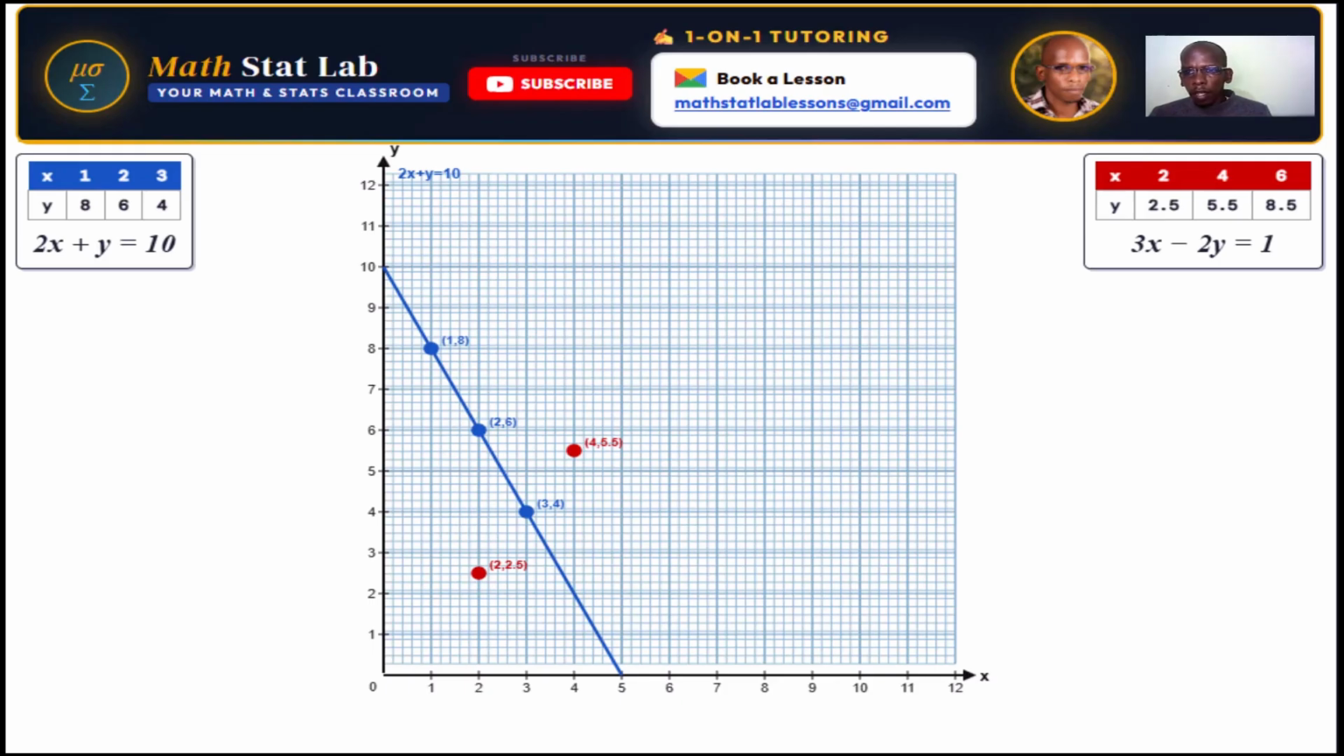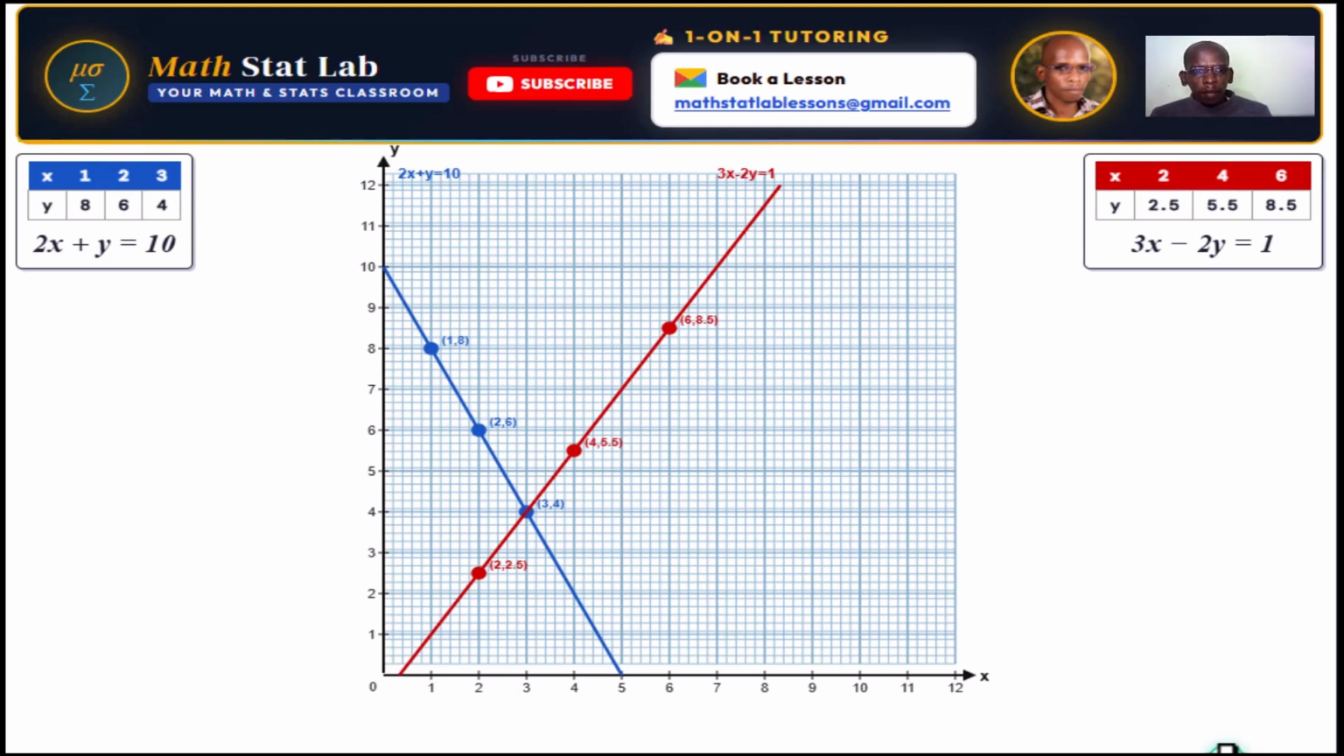And then when x is 6, y is 8.5. So when x is 6, y is 8.5, somewhere there, halfway to 9. And now we have plotted the 3 points for the second equation. So I can fit the line. And now we have our second line for the second equation.